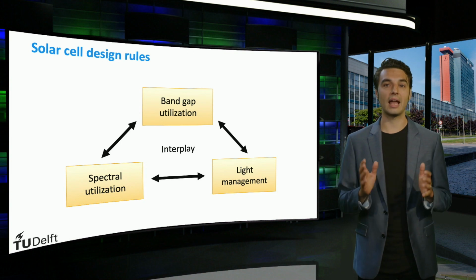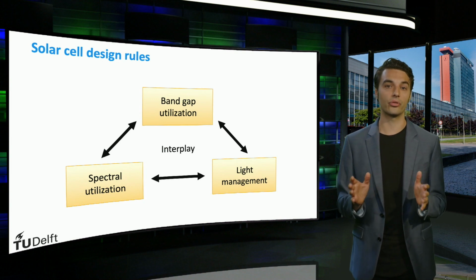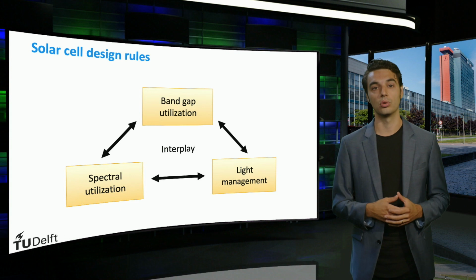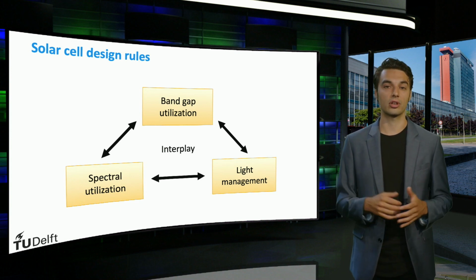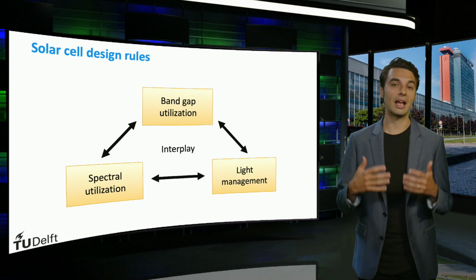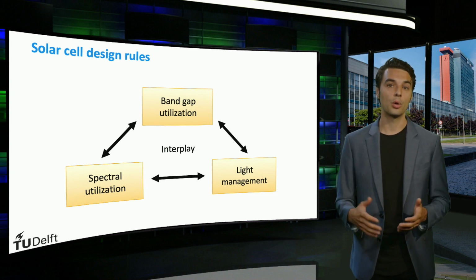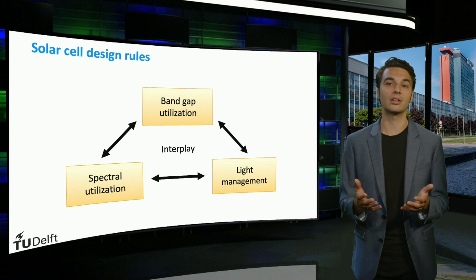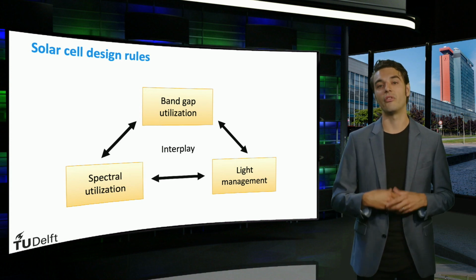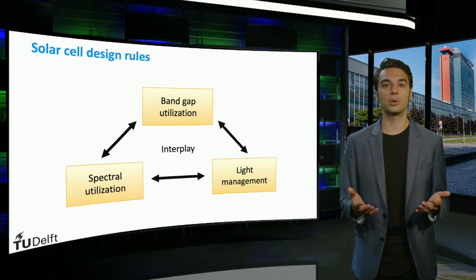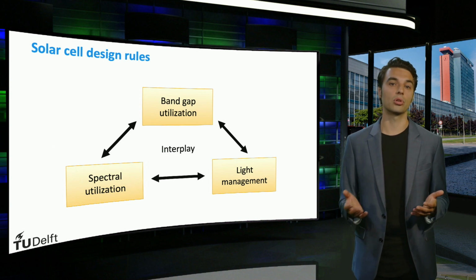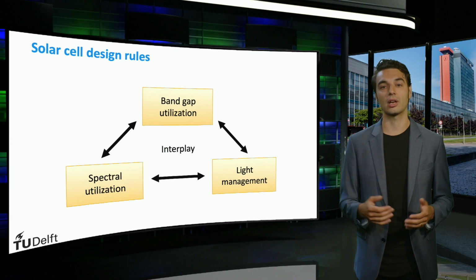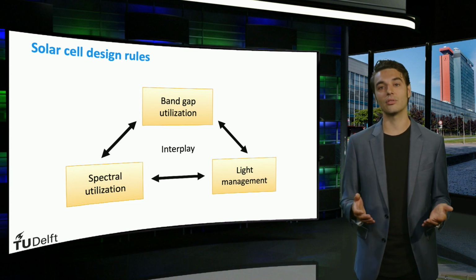Spectral utilization aims at using as large a fraction of the incident solar spectrum as possible. Band gap utilization involves the collection of the generated charge carriers. It therefore considers the electrical losses in solar cells, which determine the voltage generated in reference to the band gap. Finally, given a certain semiconductor absorber, light management focuses on maximizing the absorption of light and subsequent charge carrier generation in the photoactive layer of the solar cell.